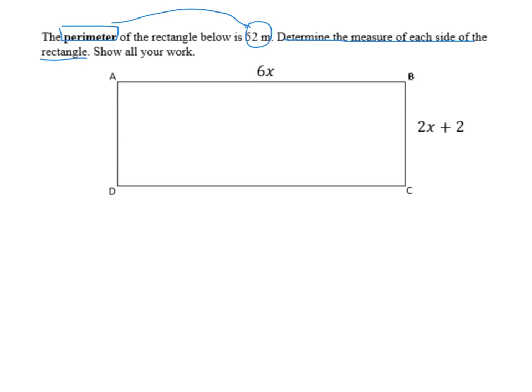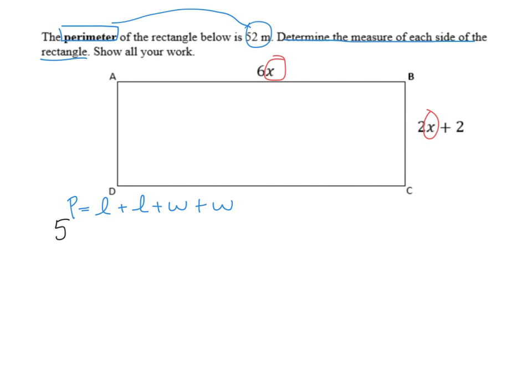Okay, so it's asking me to determine the measure of each side of the rectangle. Well, to do that, I'm going to need to figure out what is the value of x. So what I can do to answer this question is write out our perimeter formula. Our perimeter formula, as we've learned many units ago, is length plus width plus width.